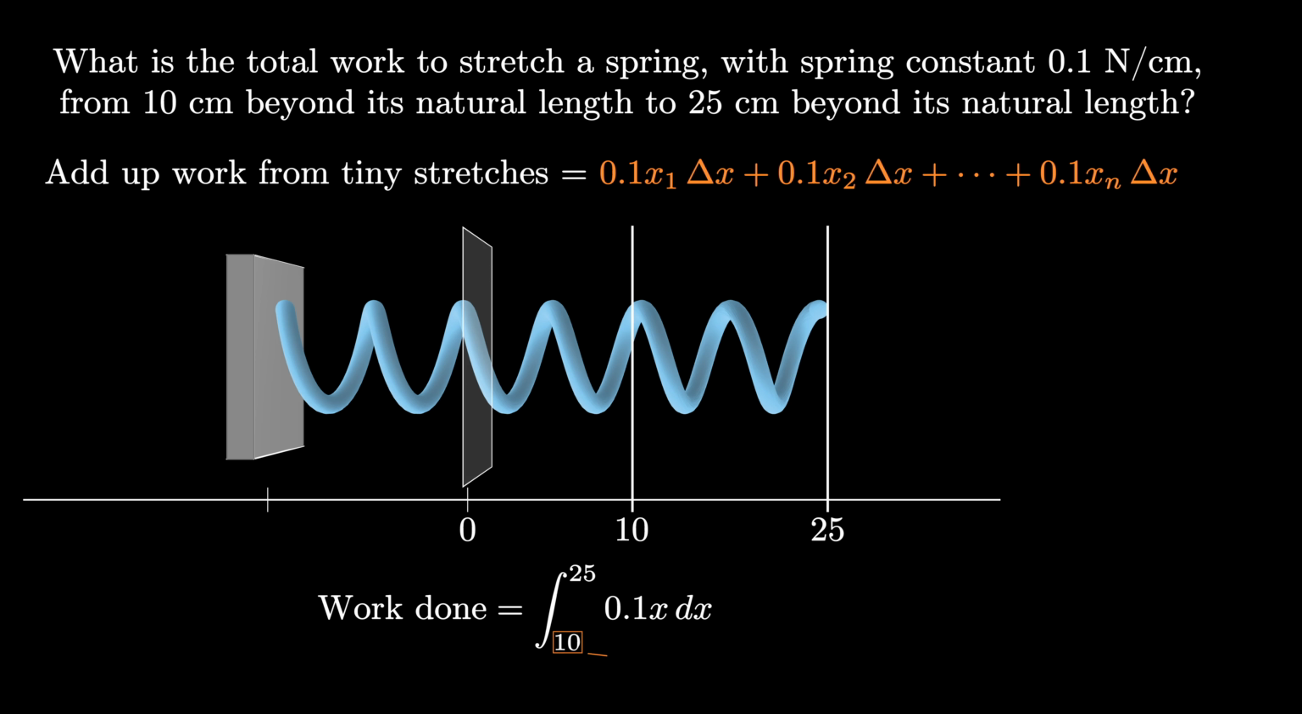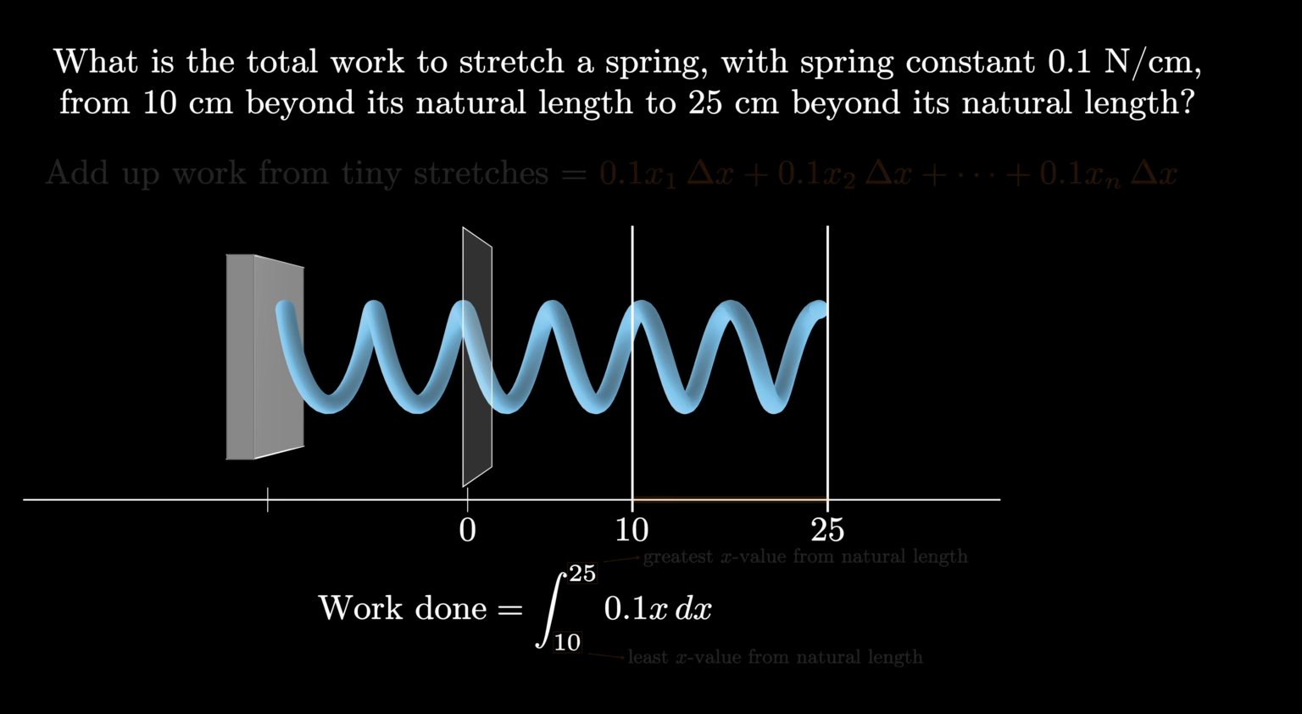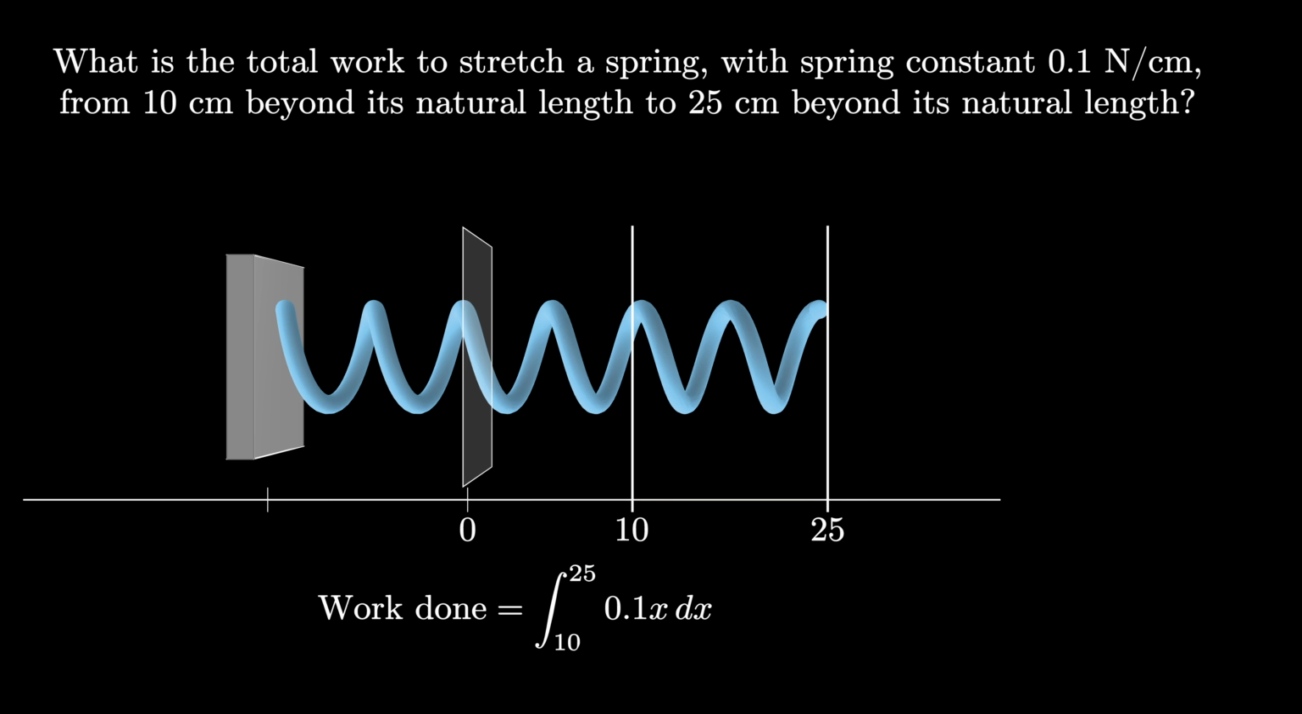Here we have 10 as the lower bound because that is where the spring starts and is the least x coordinate where we stretch from the natural length. And 25 is the upper bound as it is where the spring stops stretching and it is the greatest x coordinate where we consider stretching from natural length. To finish the problem, we can compute the integral, and we see that stretching this spring from 10 centimeters to 25 centimeters beyond its natural length requires 26.25 newton centimeters of work.